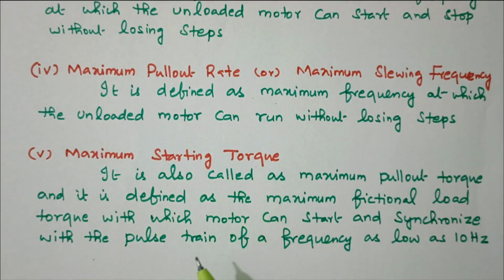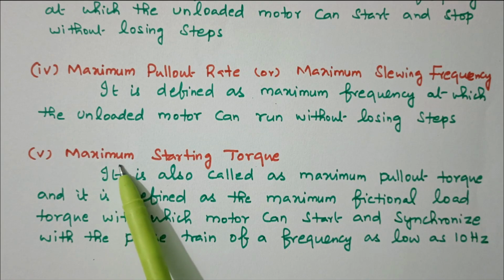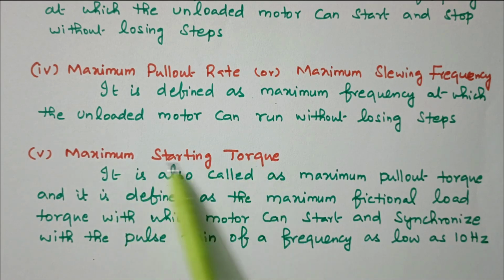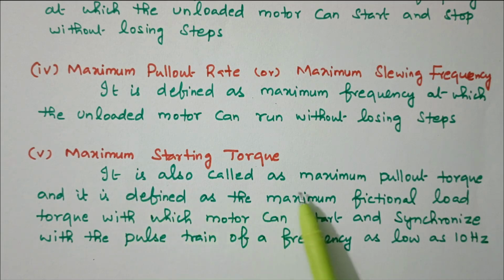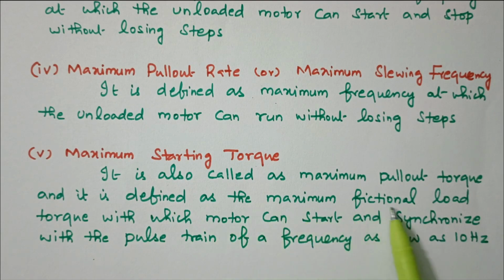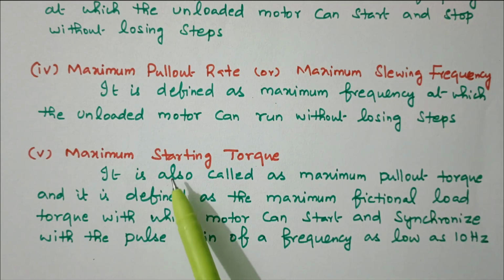the maximum starting torque. That is the point available on the y-axis. From that, only these two curves are available, the pull-in curve and the pull-out curve. So what is the maximum starting torque? The name itself is clear. It is also called the maximum pull-out torque and is defined as the maximum frictional load torque with which the motor can start and synchronize with a pulse train of frequency as low as 10 Hz. Right? So this is the maximum starting torque.